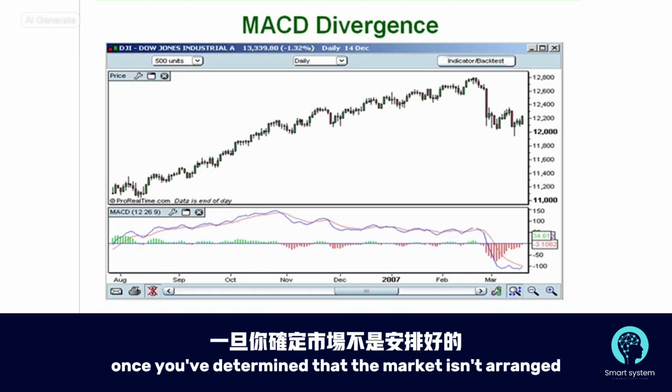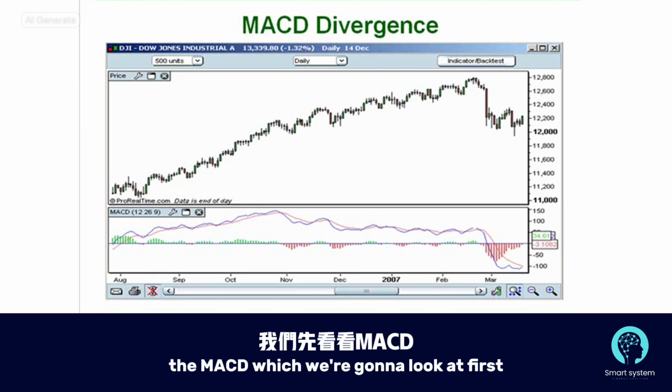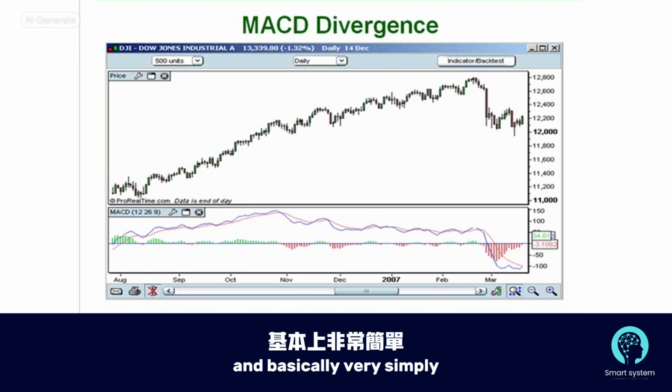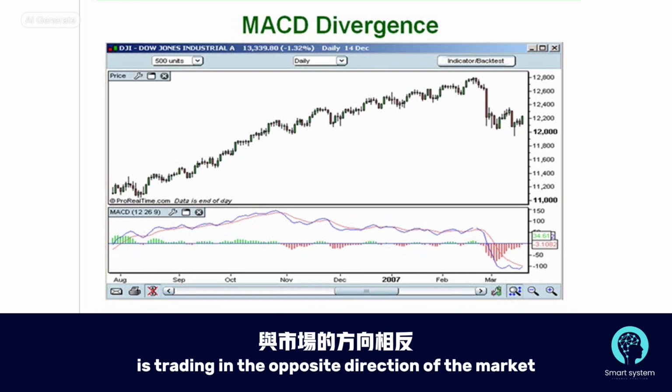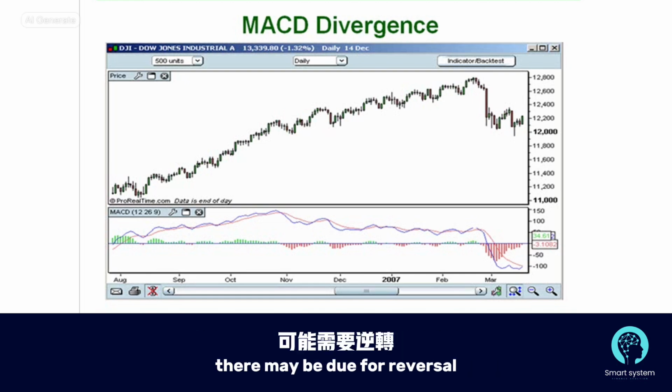Once you've determined that the market isn't in a range, there are a couple of different ways that you can trade the MACD, which we're going to look at. First, something called the MACD divergence. Very simply, this means when the MACD indicator is trading in the opposite direction of the market, that's a signal that the trend that's in place there may be due for a reversal.